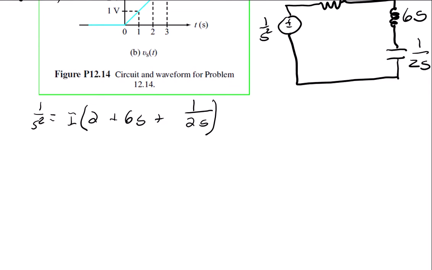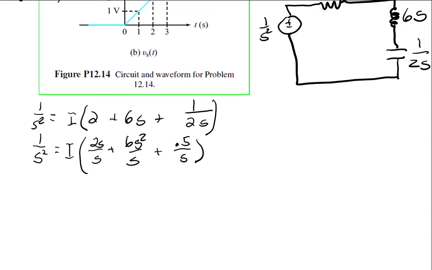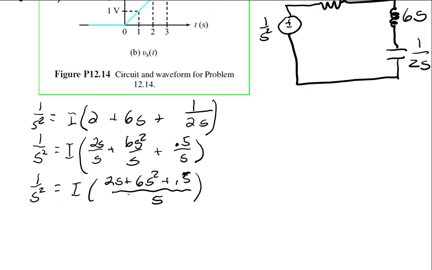So now I'm going to start the calculator because it takes a while. I'm going to get a common denominator for these things in the parentheses. So the common denominator is S. So that's 2S over S plus 6S squared over S plus 1 over, or I'm going to bring the 1/2 up on top, so that'll make that 0.5 over S. So then this is 1 over S squared equals I times 2S plus 6S squared plus 0.5 all over S. So that's a 5.